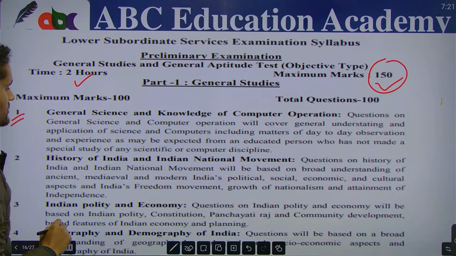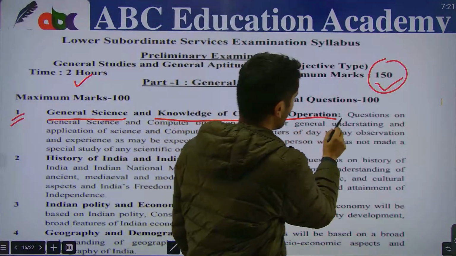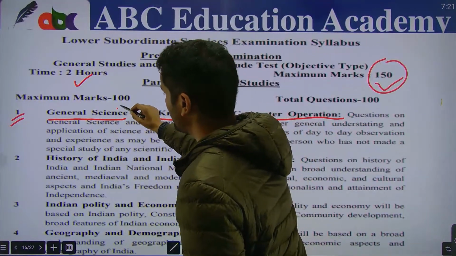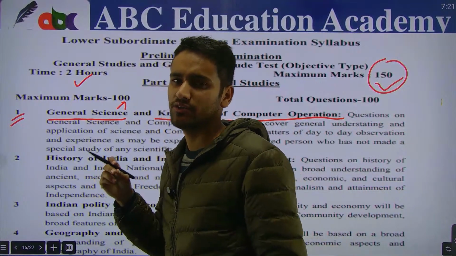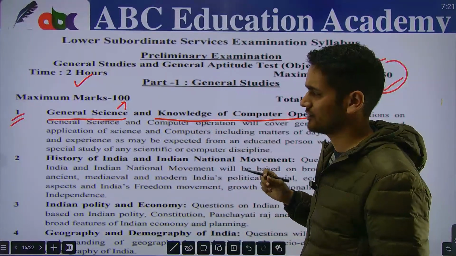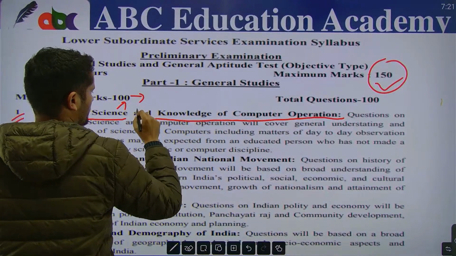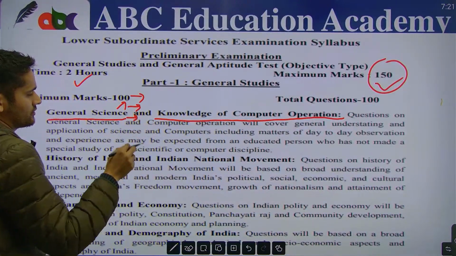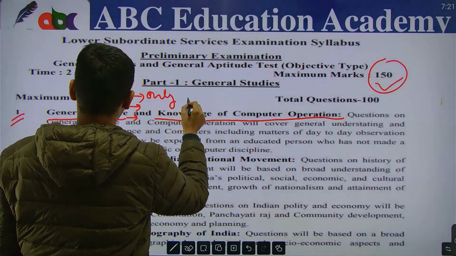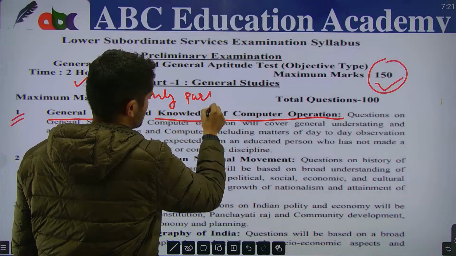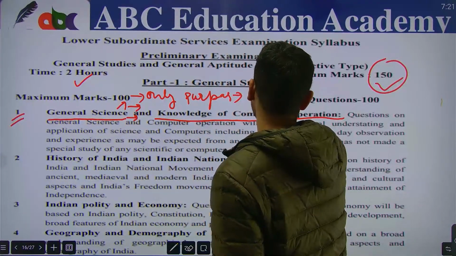So under GS, you have to cover general science and knowledge of computer operation. For this topic, you don't need to study in very much detail. You have to read this topic only for the purpose of application based questions.